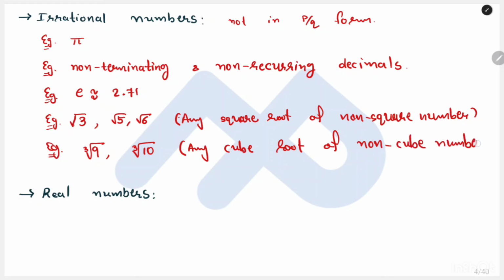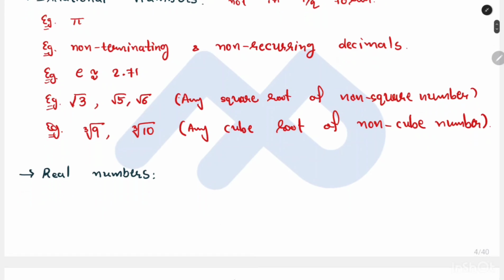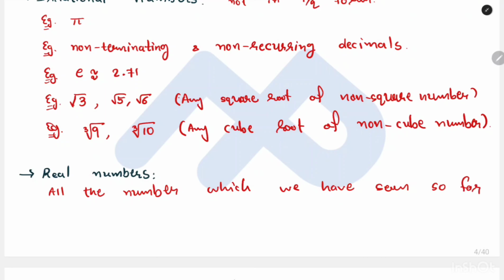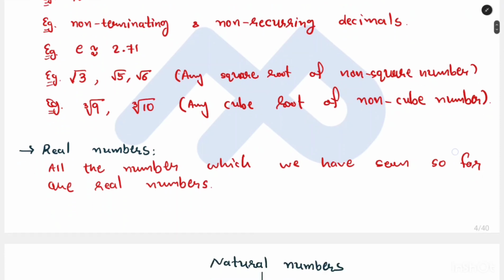Okay, so now you understand what an irrational number is. And then in the end, there are real numbers. Real numbers are all the numbers which we have learned so far. So basically natural numbers, integers, whole numbers, and rational and irrational numbers, all are collectively called real numbers.